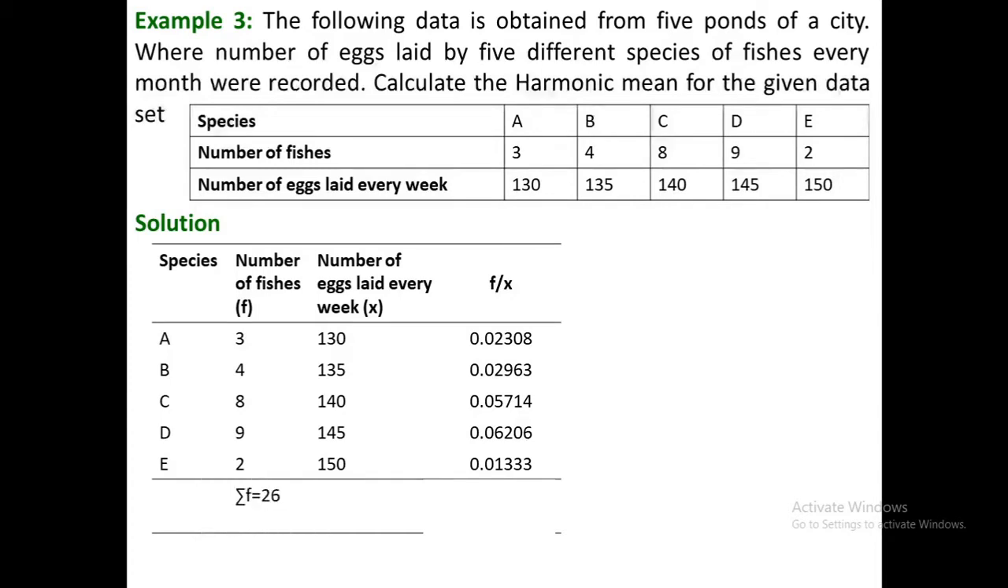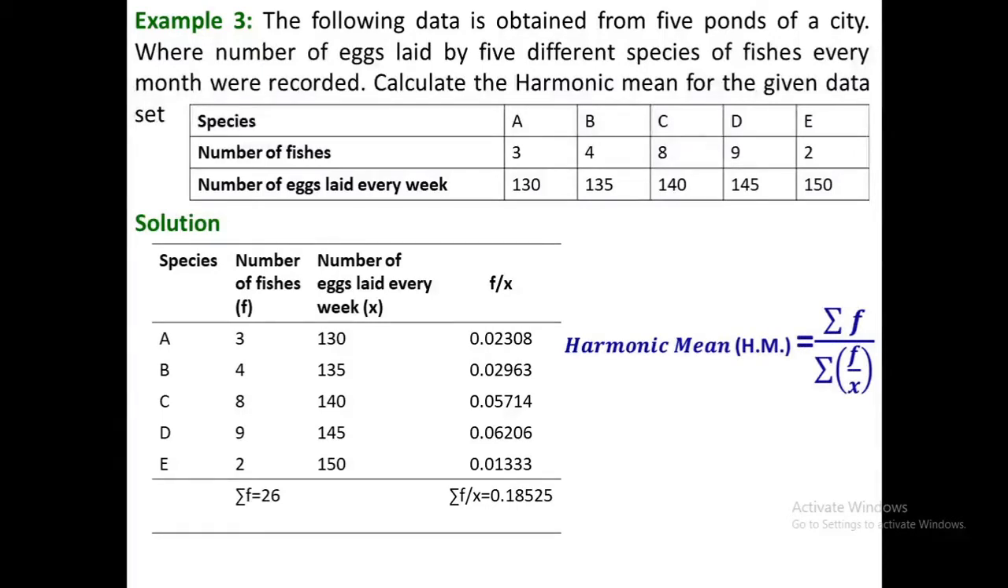Here the total number of fishes, summation f, will be 26 and the summation f over x will be 0.18525. After putting both these values in the formula of harmonic mean, we can calculate that the harmonic mean for this data set is 140.350.